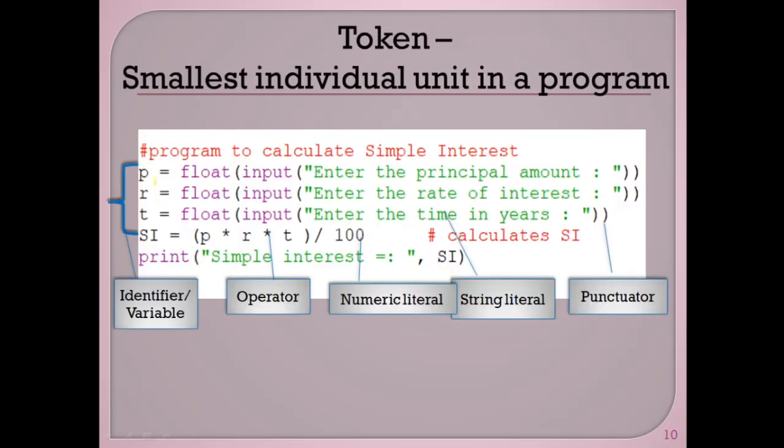Example: this is a sample program to calculate the simple interest. Here we have to accept principal, rate, and time for a certain amount to be deposited in a bank, and we have to calculate the simple interest. We have to input the principal, rate, and time, so we are using float input. Enter the principal amount. We are accepting from the user the principal amount, rate of interest, and time in years.